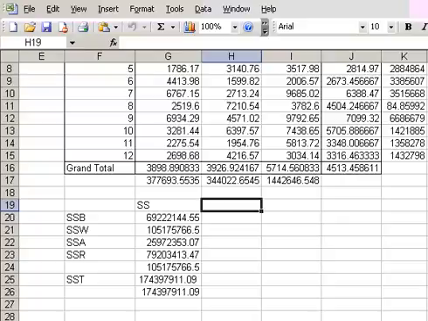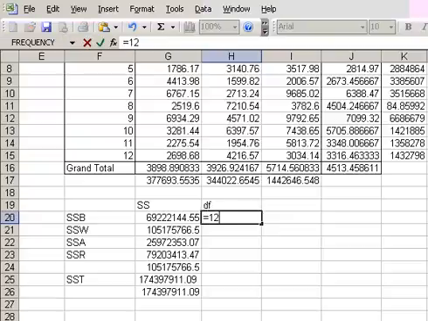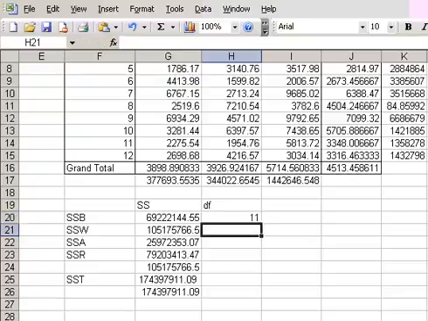Now that we have generated all of the sums of squares, we'll complete the analysis of variance. The next step will be to put in the degrees of freedom for each of the sums of squares so that we can calculate mean squares where necessary. The sums of squares between people has degrees of freedom equal to the number of people minus 1. So this is equal to 12 minus 1, or 11 degrees of freedom.